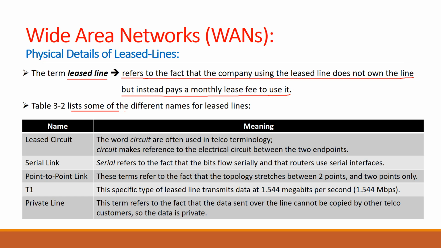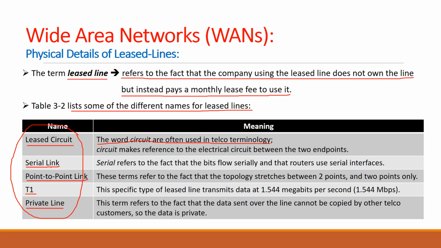This table lists some of the different names for leased lines. Sometimes we call it leased circuit, sometimes serial link, sometimes point-to-point link, T1 link, or private link. Each name of these has a specific meaning. Like for example, leased circuits. The word circuit is often used in telco terminology. So when you find any of these names, they all refer to the leased line.